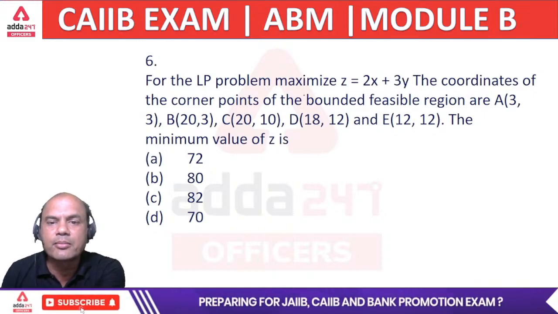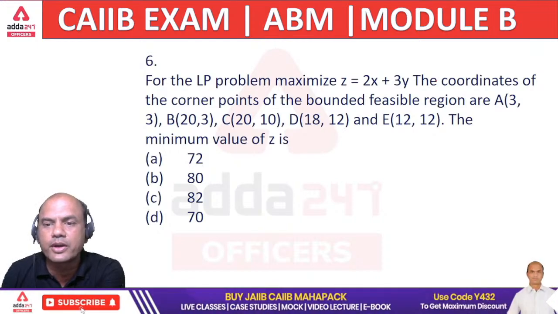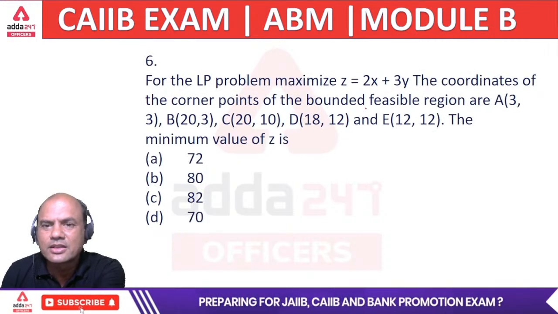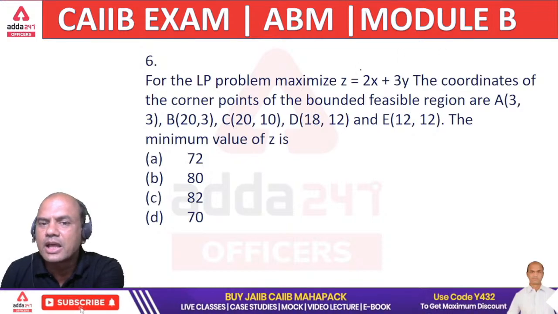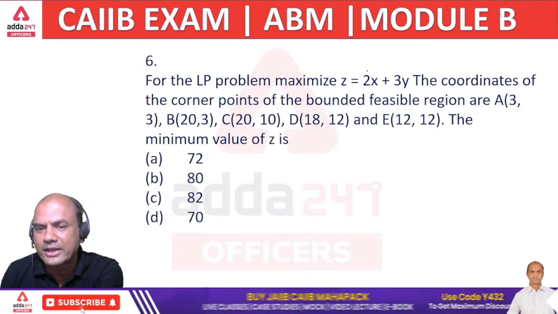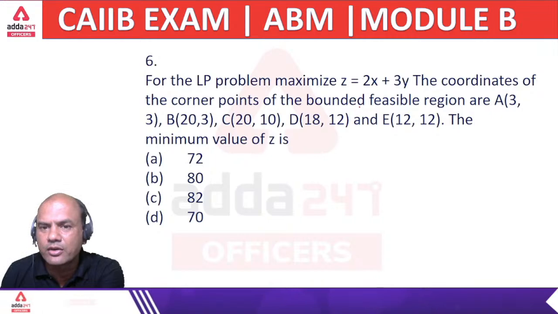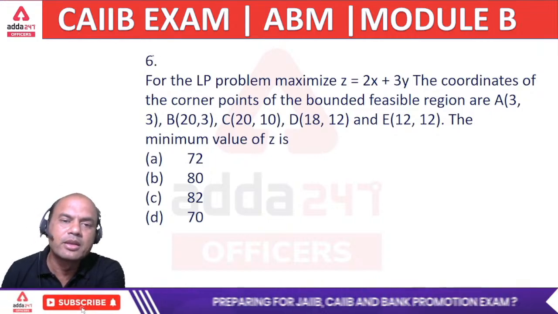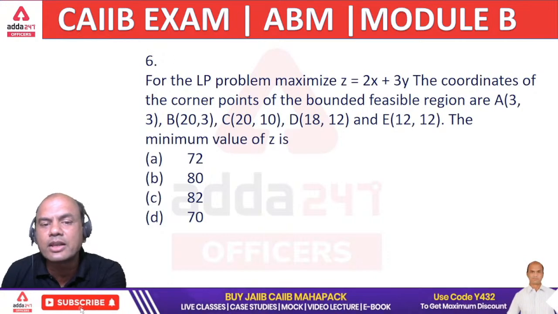For an LPP, maximize z equals 2x plus 3y. The coordinates of the corner points are A 3, 3, B 2, 3. Same coordinates, I think so. Same problem is repeated over here. Now I won't show you the backslide. Everyone must try it now. I won't show you the fifth problem. Otherwise, what will you do? You will check that and just write the values.